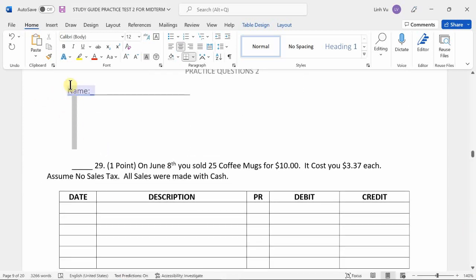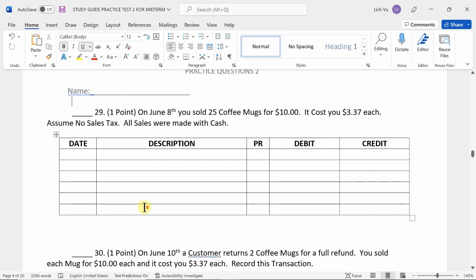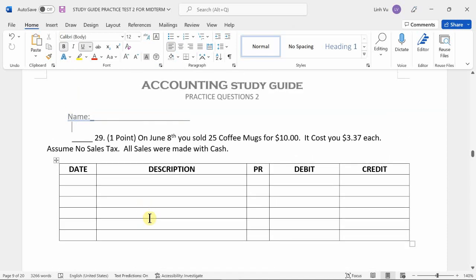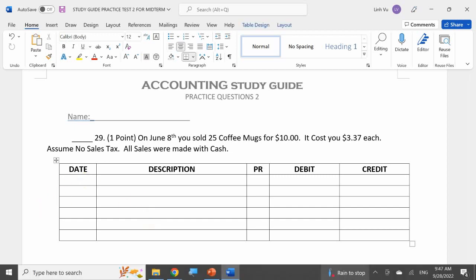All right, number 29. Number 29 says on June 8th, you sold 25 mugs for $10 each, and it cost you $3.37 each. Okay? So assume there's no sales tax. All sales were made with cash. So I sold 25 coffee mugs for $10 each. So it would be $250.